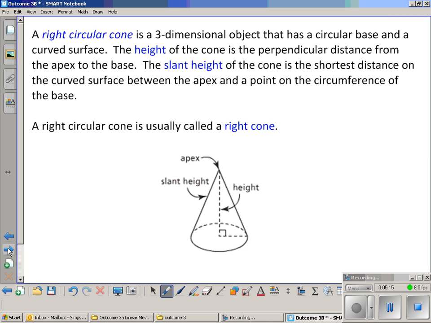Now we have a right circular cone, a three-dimensional object that has a circular base and a curved surface. The height of the cone is the perpendicular distance from the apex to the base. So the apex is this pointy part. So from here, straight down in the middle of the cone is the height. If we follow along one of the sides or one of the surfaces of the cone, that is called the slant height.